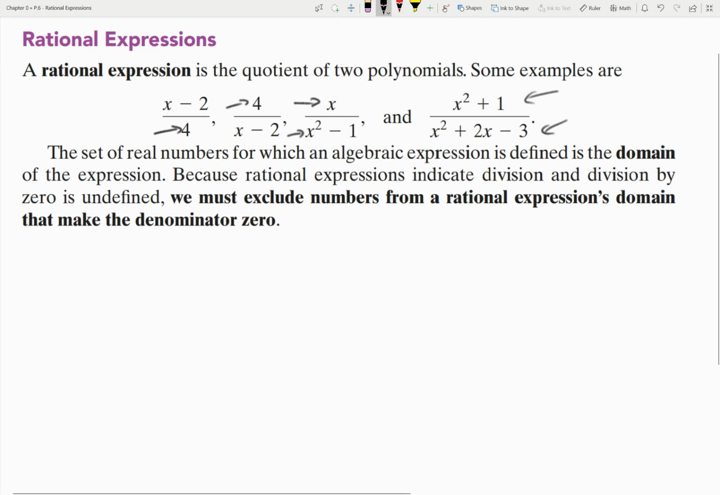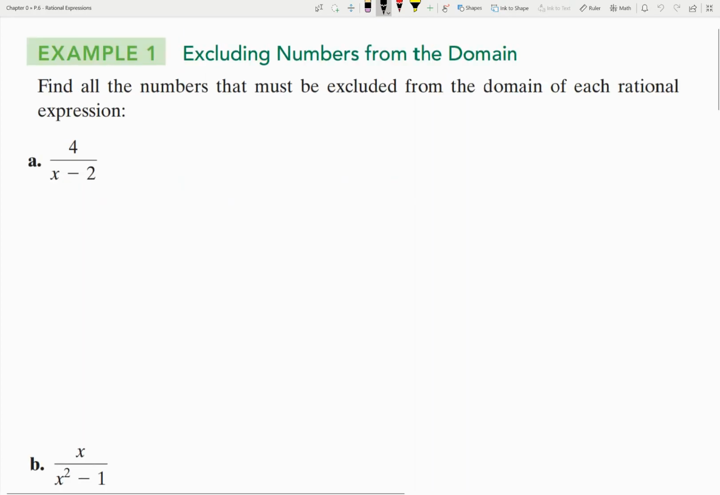Now, the set of real numbers for which an algebraic expression is defined is called the domain. Because rational expressions have division, and division by zero is undefined, we must exclude numbers from a rational expression's domain that make the denominator equal to zero. This is very important. So anywhere the denominator is equal to zero is not part of the domain of that rational expression.